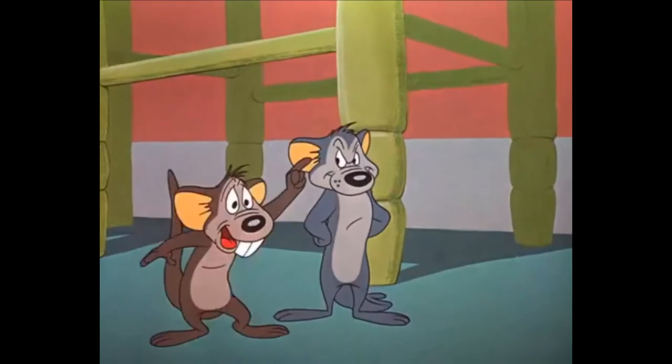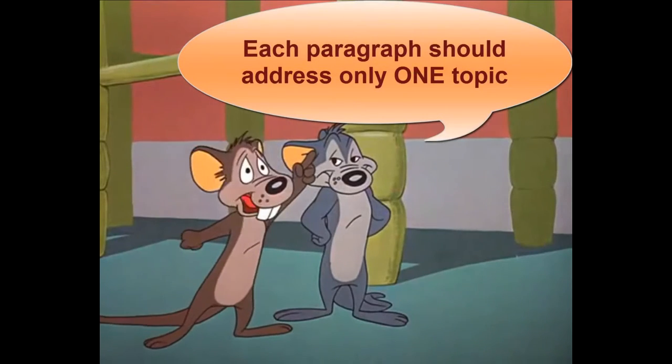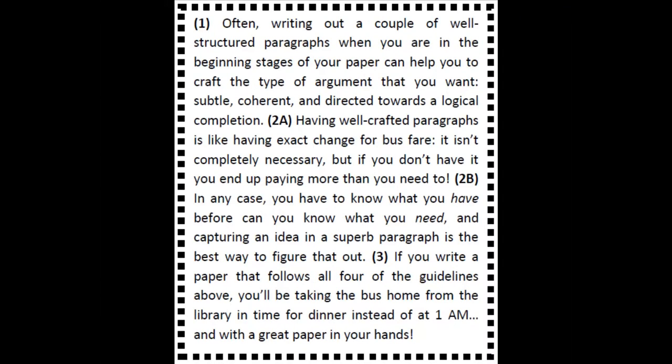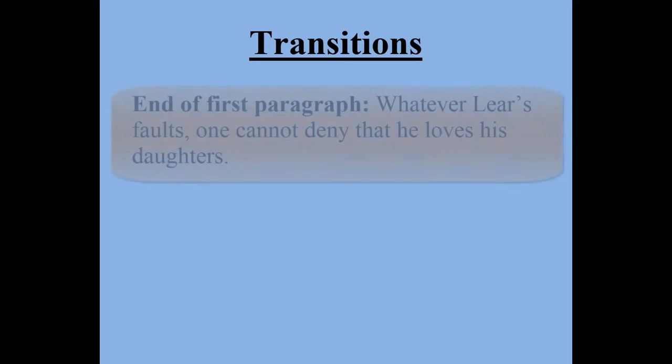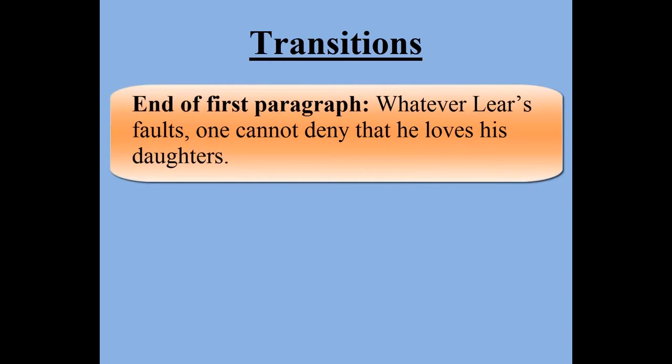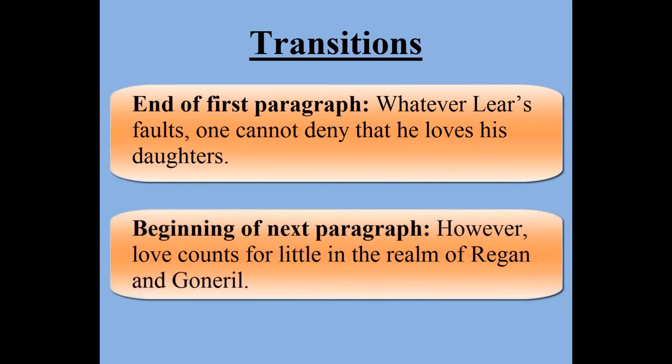Also, remember that each paragraph should address only one topic. If it starts to change topics, maybe you need to divide it and make 2 paragraphs. A transition is a sentence or a phrase that can be added at the end of one paragraph or at the beginning of the next paragraph. If you use transitions between your paragraphs, you'll find that your writing becomes much smoother.